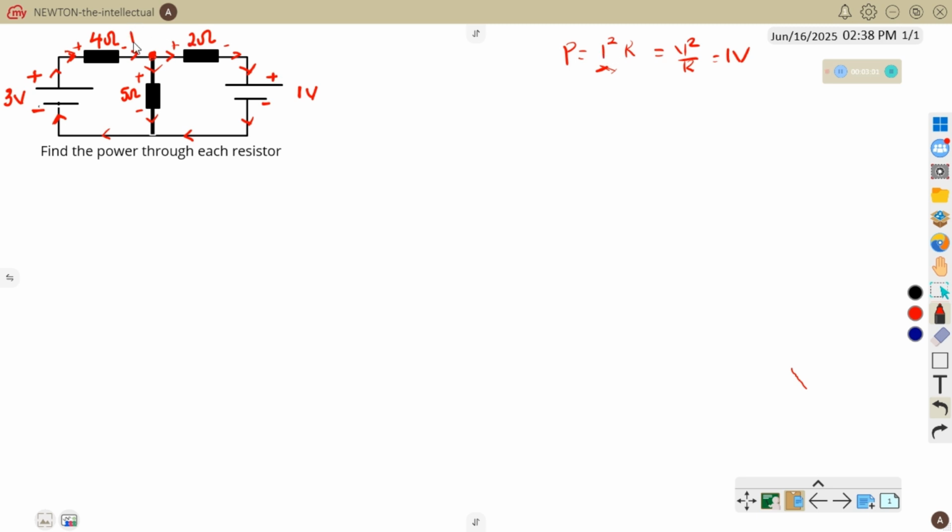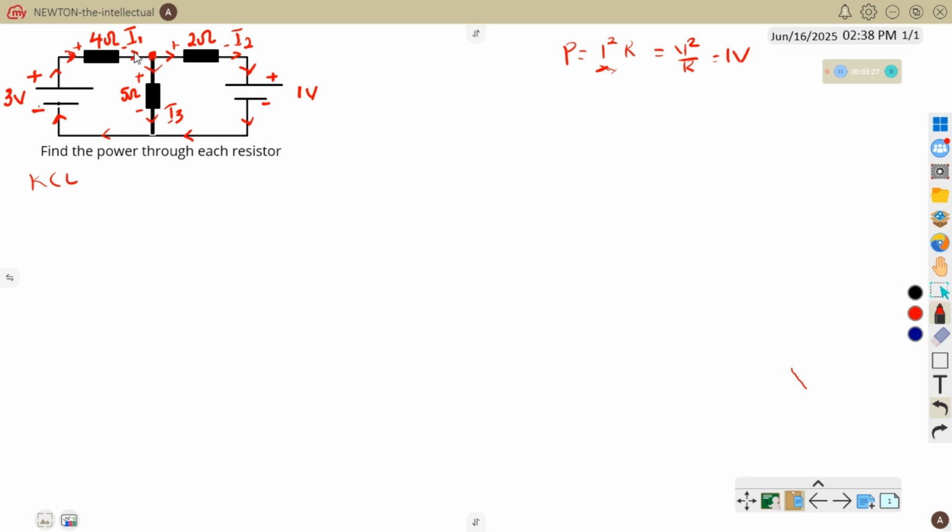So we have this I, let's call it I1. The current that is passing through the 4 ohm resistor, let's call it I1. Then the current that is passing through the 2 ohm resistor, let's call it I2. Then the current that is passing through the 5 ohm resistor, let's call it I3. So now we have all these currents. Now we're going to start applying our laws again, right? Kirchhoff's current law, KCL. This one tells us that the current that is flowing into the junction is equal to the total current that's flowing out of the junction.